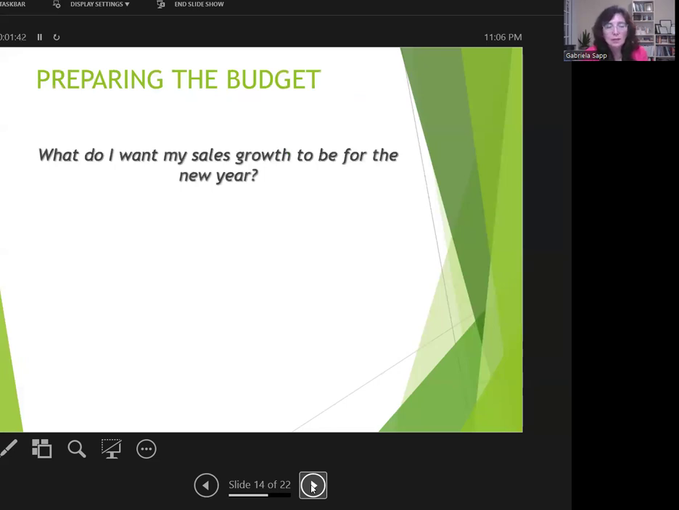Preparing the budget. You have to ask yourself this question. What do you want your sales growth to be for the new year? What is a reasonable expectation? CPI, Consumer Price Index, is typically 2 or 3% per year, which is inflation, 3% per year.